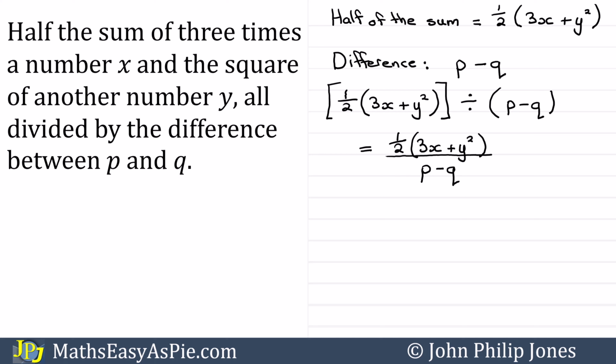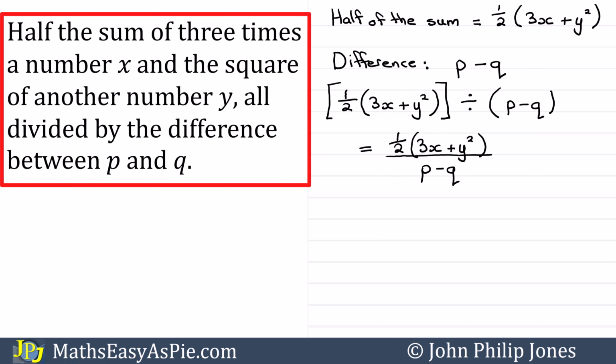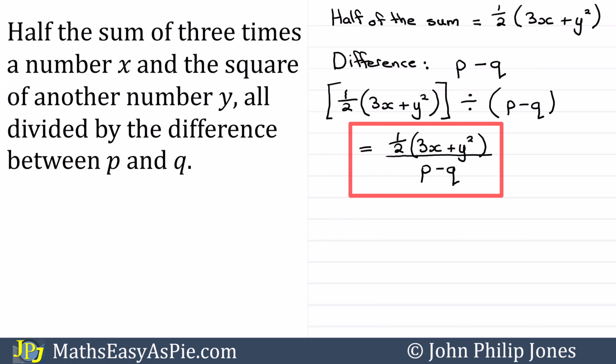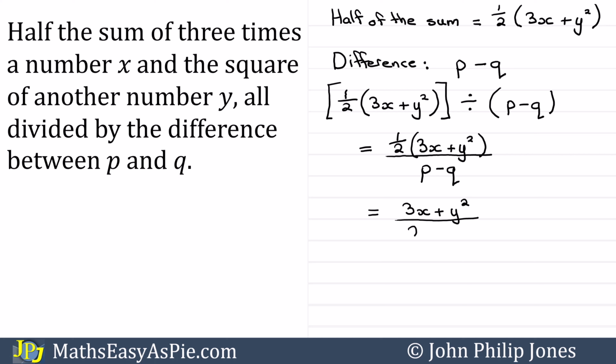So we can see that this text can be represented by what you see here. It's worth noting that you can tidy this up as follows. You can have on the top 3x plus y squared, and underneath have 2 times p minus q. In other words, this half is effectively being replaced by this 2 on the bottom of this fraction.